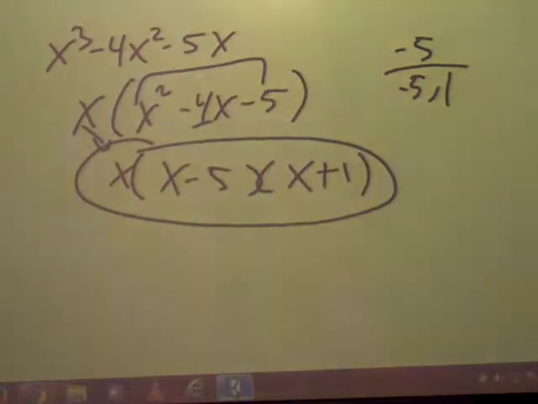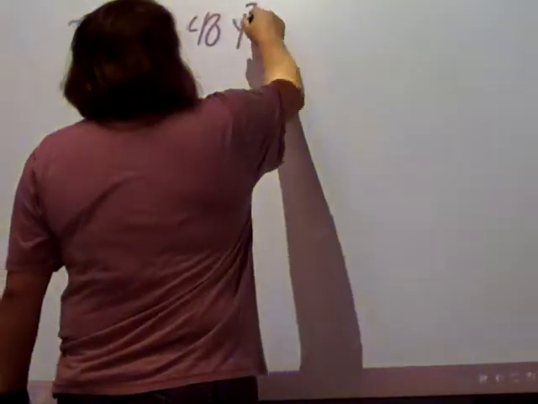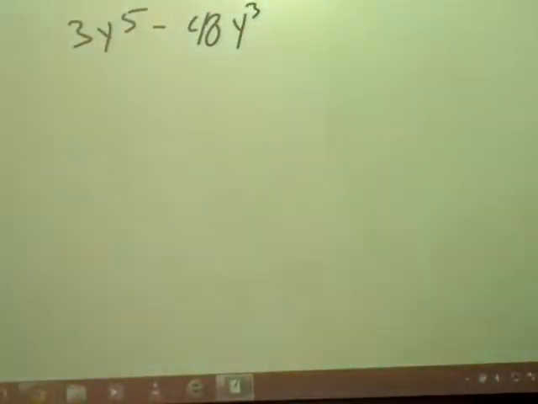This one says 3y to the 5th minus 48y cubed. Directions say factor. First question is, do I have a GCF? Something more than y. 48 won't go into 3. It's 3.